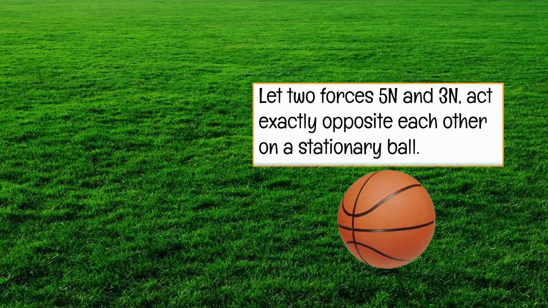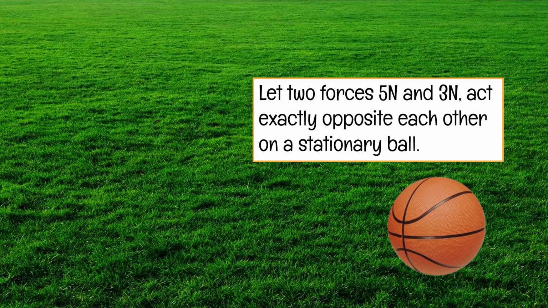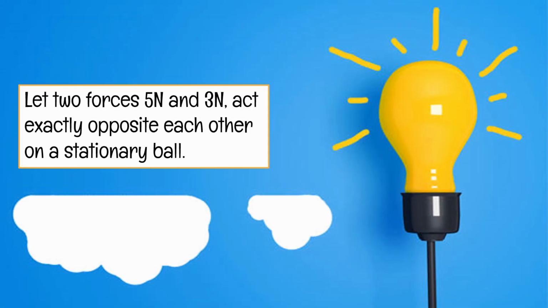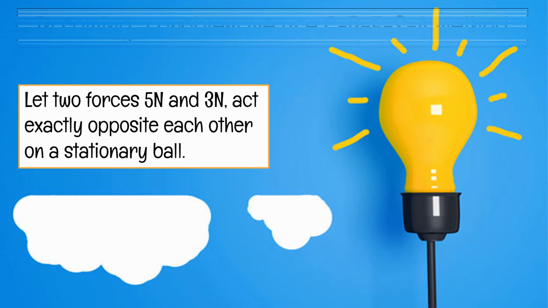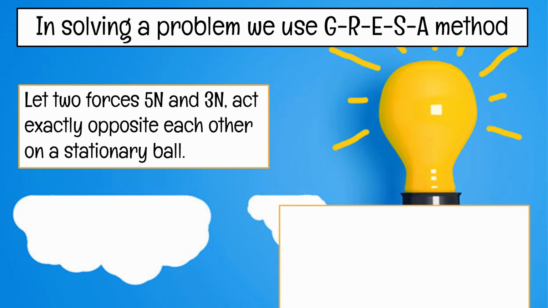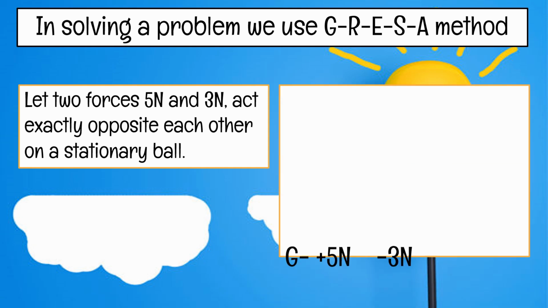So again, the problem is let two forces, 5 newtons and 3 newtons, act exactly opposite each other on a stationary ball. In solving a problem, we use again the GRESA method. So the given in the problem are 5 newtons and the negative 3 newtons, which counteracts the force.